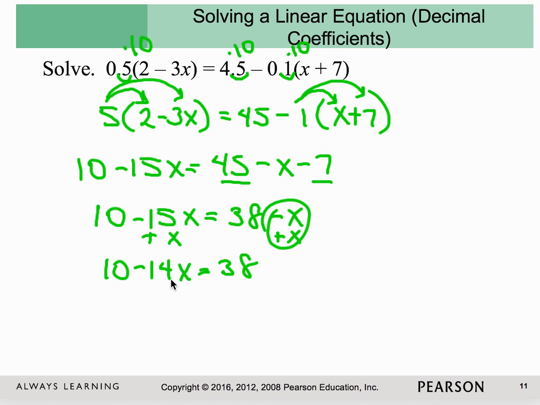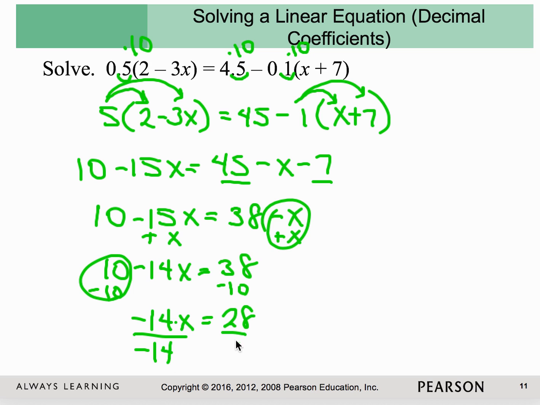Once all our variables are on the same side, undo whatever's being added or subtracted. So let's subtract 10 from both sides. 0 minus 14x is minus 14x. 38 minus 10 is 28. Undo whatever's being multiplied to the variable. So let's divide by negative 14. Same thing to both sides. So we wind up with 1x equals 28 divided by negative 14, negative 2.